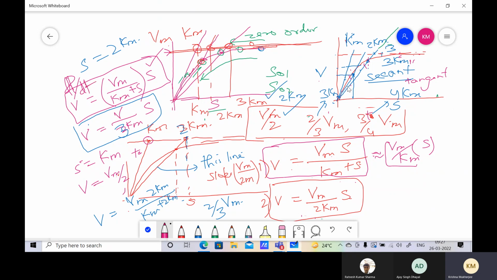is a problem. We can draw secants, and from the point where it cuts the asymptote we can find out Km values. We can draw secants through 2 and 3, through 3 and 4, and thereby determine the slope, and from the slope and the intercept at this point we can find out Vmax and Km.